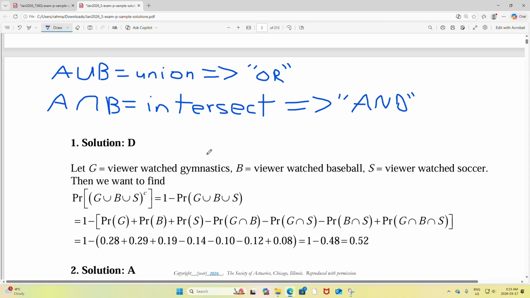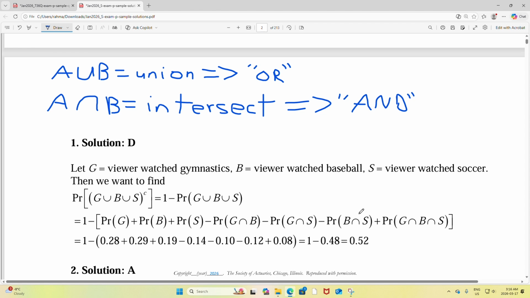Now, the reason I don't really like this approach is, okay, so 1 minus the probability of G union B union S, this is going to be or. So that includes anyone who watches at least one of the three sports. So 1 minus that is going to be our answer. But then we have to put it in a form that's going to be useful to us, which is this here. Now, you can go about memorizing this equation if you want. Probability G union B union S is equal to all of this. But I'm not really a big fan of memorization for questions like this.